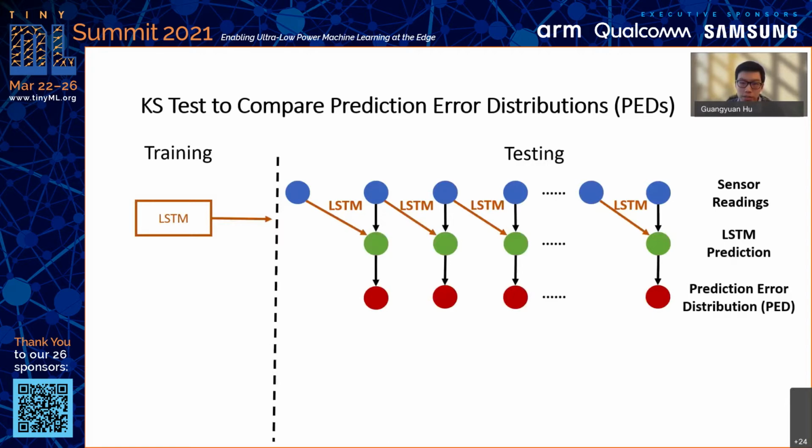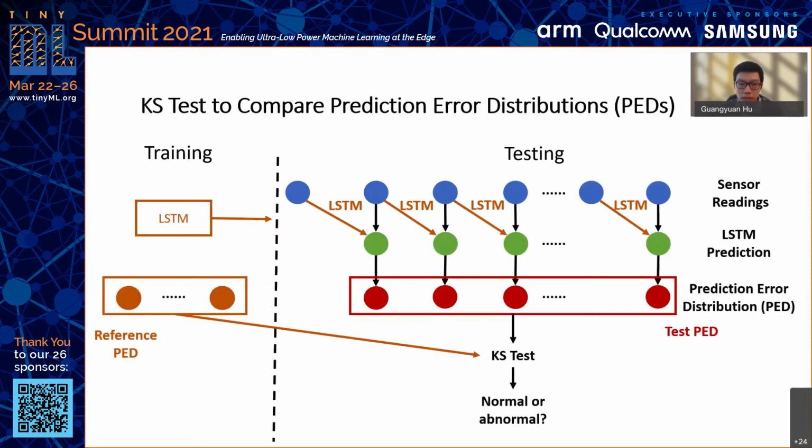The first way is to consider the testing sample abnormal if the average prediction error is larger than a threshold. On the other hand, to use PAD, the reference PAD needs to be collected in training. Also, all the prediction errors within the test window are collected as the test PAD. This reference PAD is compared with the test PAD using the KS test to detect anomaly.